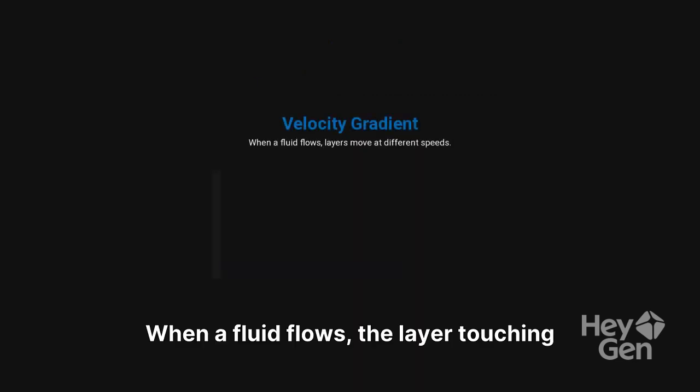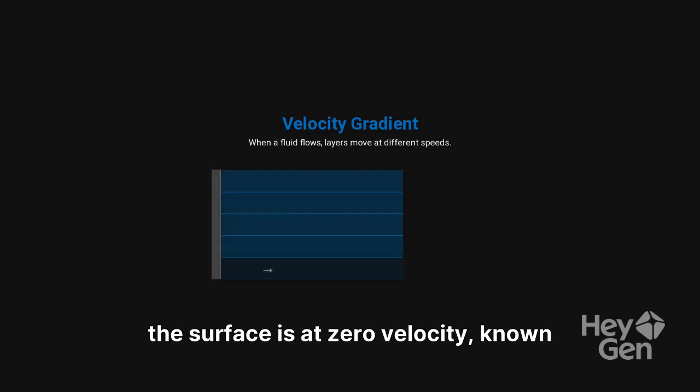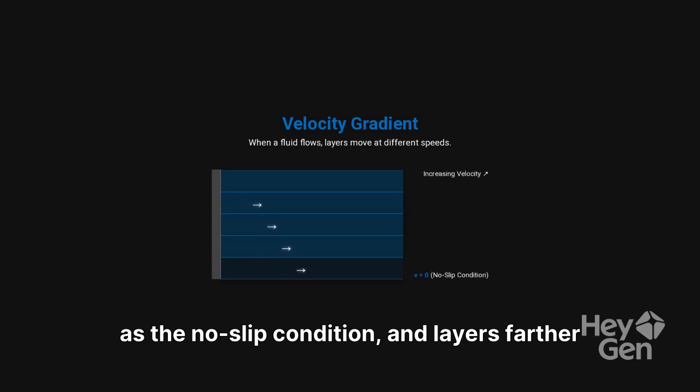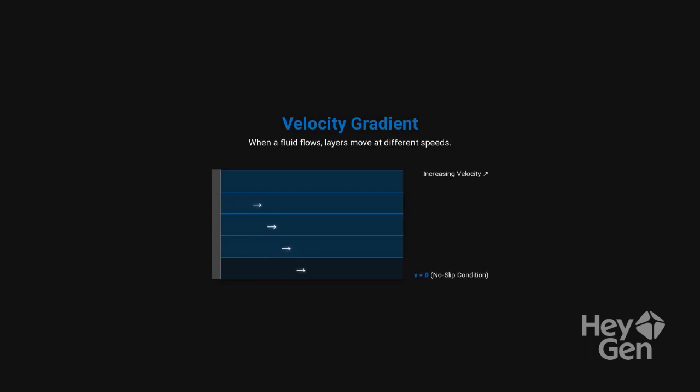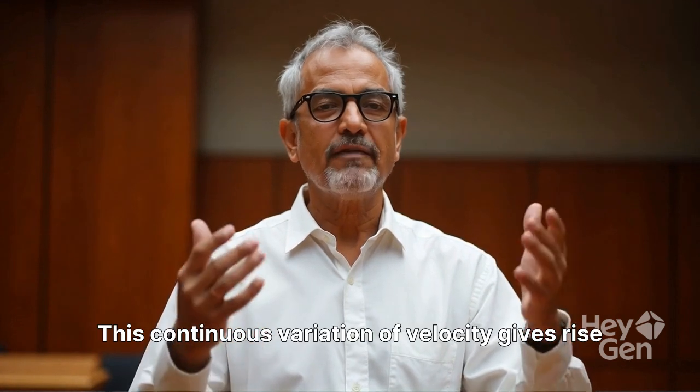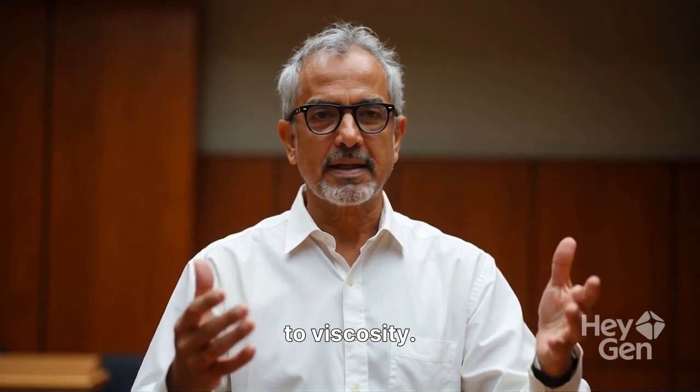When a fluid flows, the layer touching the surface is at zero velocity, known as the no-slip condition, and layers farther away move faster. This continuous variation of velocity gives rise to viscosity.